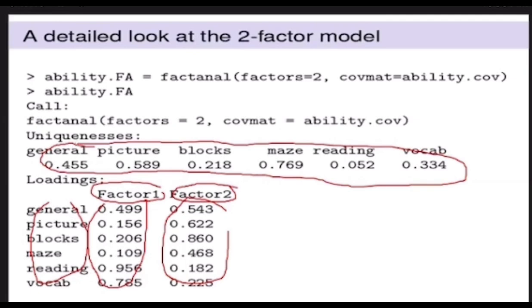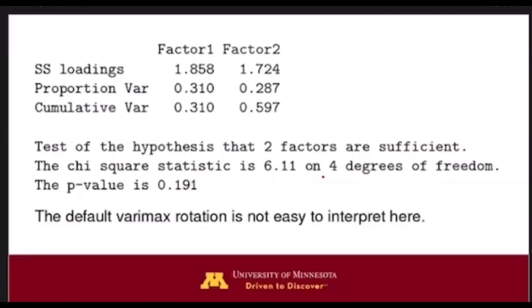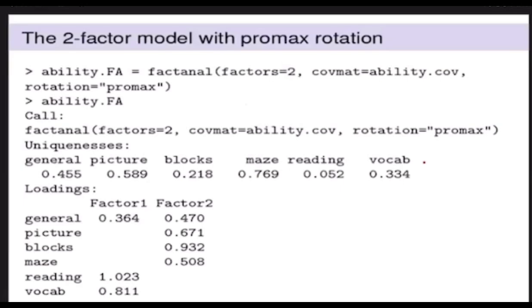This is the result. If you really want to know the loadings, for factor 1, SS loadings, for factor 2, it gives all of that. And of course, it's telling you that the p-value is greater than 0.05, so you're not going to reject the null hypothesis.